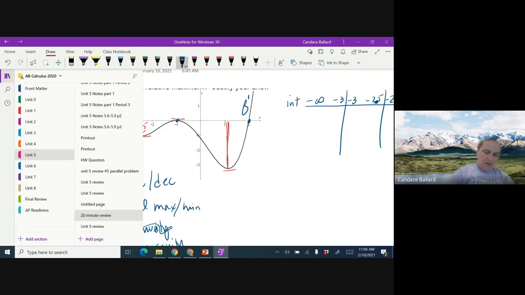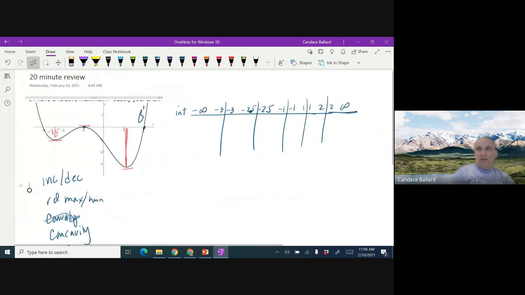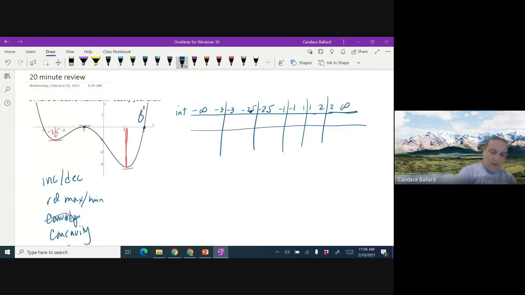Now, when I do the double layer thing, it's going to make our intervals a little bit different when we talk about increasing, decreasing, so just watch. I want to talk about what's going on with f prime, what's going on with f double prime, and then how that relates to my original f.